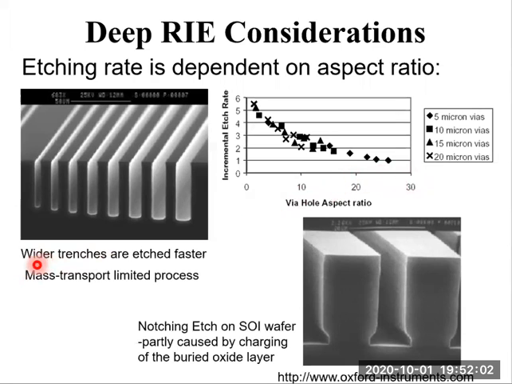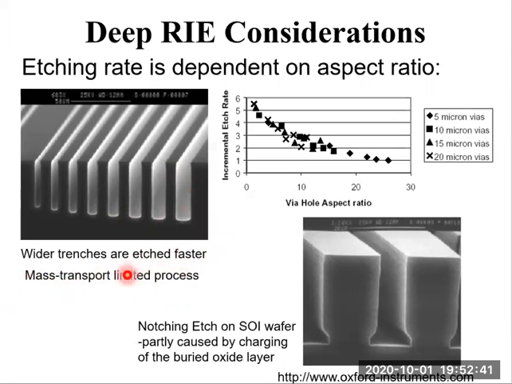Wider trenches on a silicon wafer are etched faster. You see this, a wider trench is etched faster. This phenomenon is actually called RIE lag. And the explanation of this phenomenon is that the etching process is a mass transport limited process.